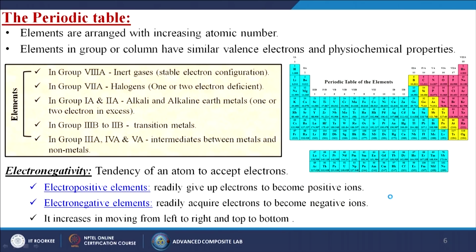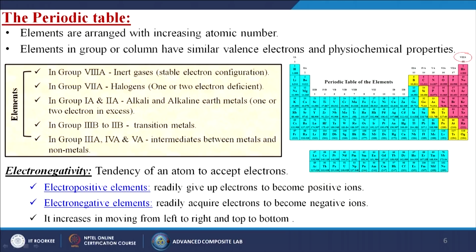Now, we are going to discuss the periodic table. So, elements are arranged with increasing atomic number. Elements in a group or column have similar valence electrons and physiochemical properties. So, elements in group 8A. If we are talking about the 8A group, in this particular case it is inert gas. So, stable electron configurations: helium, neon, argon, krypton, xenon, radon and Og.